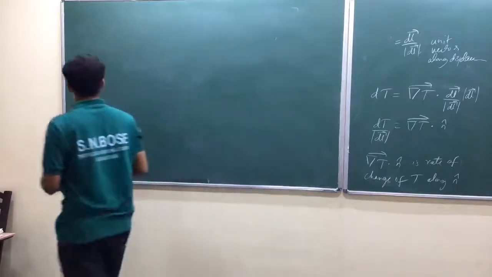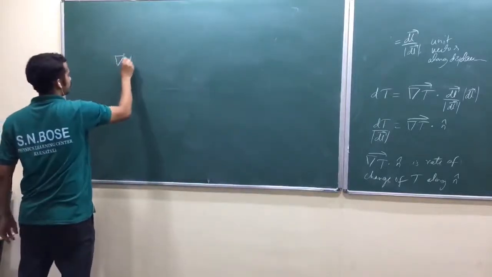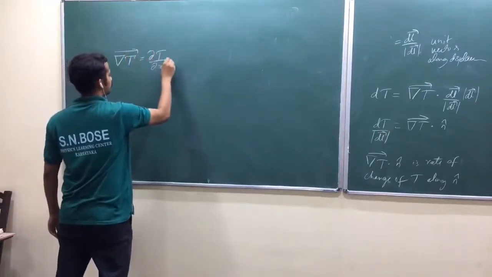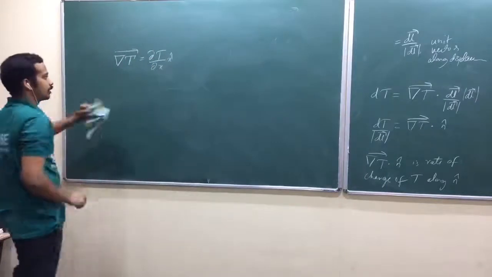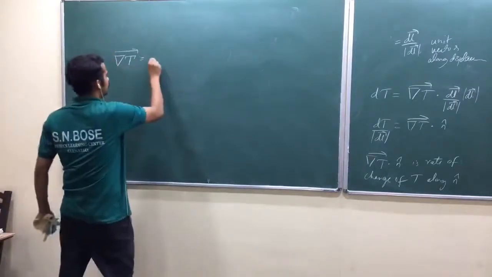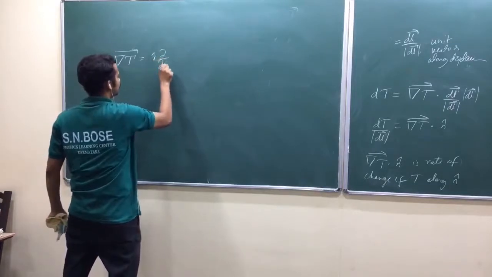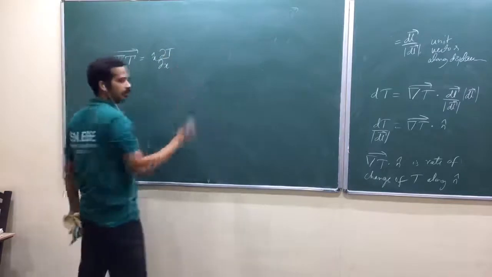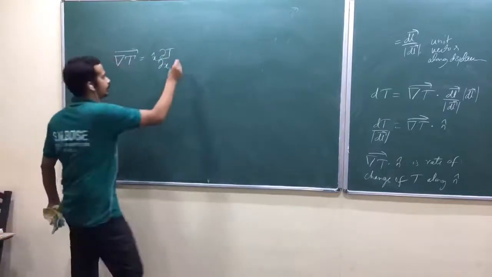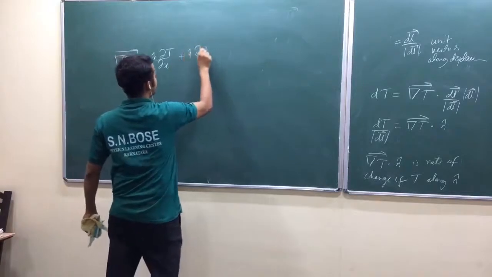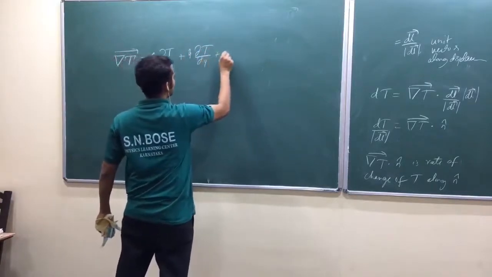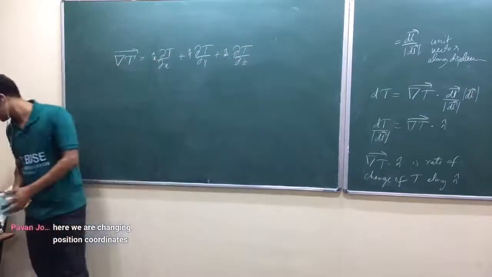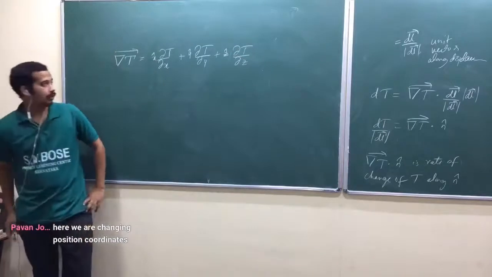Now, after defining gradient of a scalar like this, dou T by dou x into x cap, let me rewrite this one. How? x cap into dou T by dou x, whatever. Am I right? I can place that x cap anywhere, because x cap is not an operator, isn't it? Unit vector plus y cap into dou T by dou y plus z cap into dou T by dou z, isn't it? So now what is the next step?